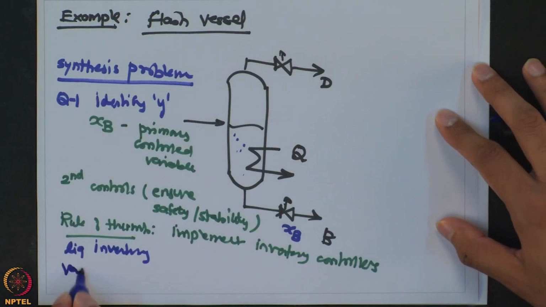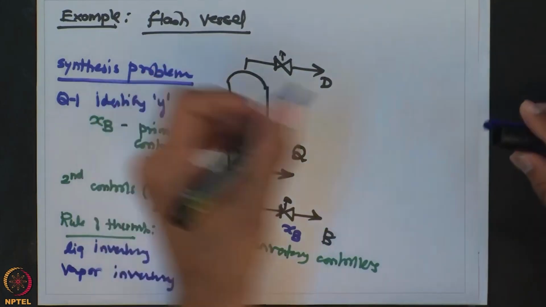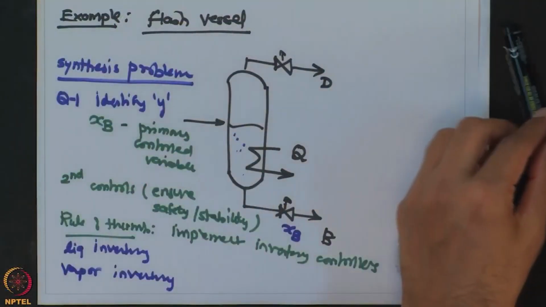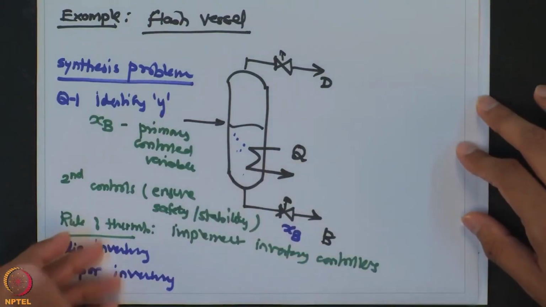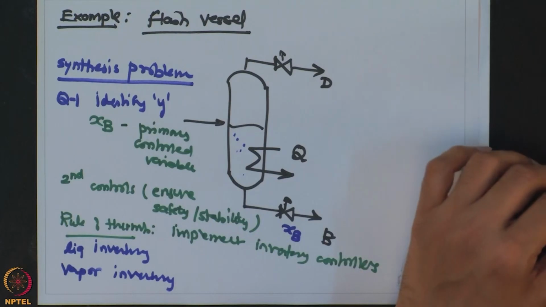And also there is a vapor inventory, which means how much vapor is present inside this vessel. As the flash vessel works on the principle of vapor liquid equilibrium, you have to maintain sufficient amount of vapor and sufficient amount of liquid inside this system. So, that is what this rule of thumb says. You have to have a control over the inventories.